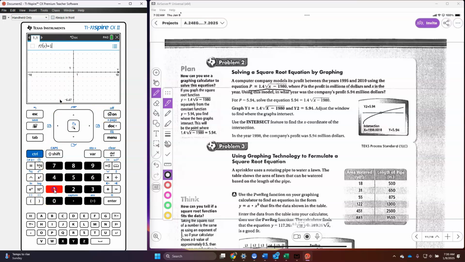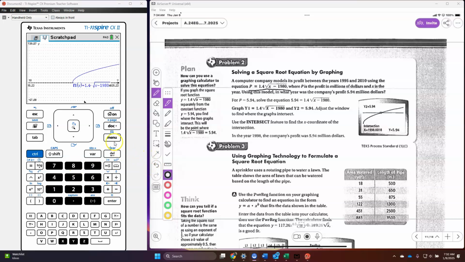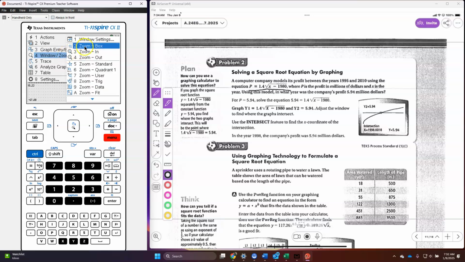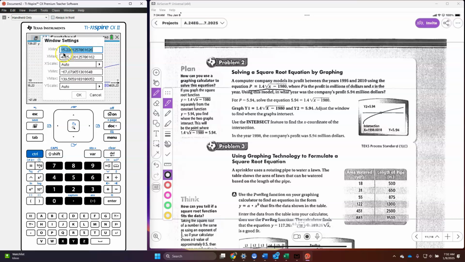So we'll type in 1.4 times the square root of x minus 1980. What I did is I adjusted the window settings, and my x min I put 15, x max I put 4,000, y max I put 139, and that's how I was able to graph that.